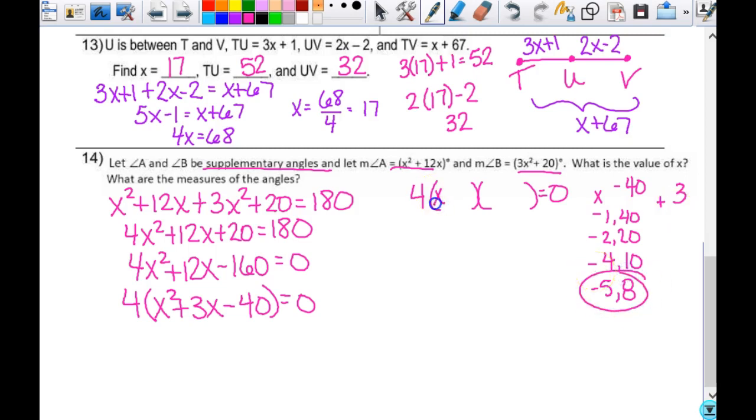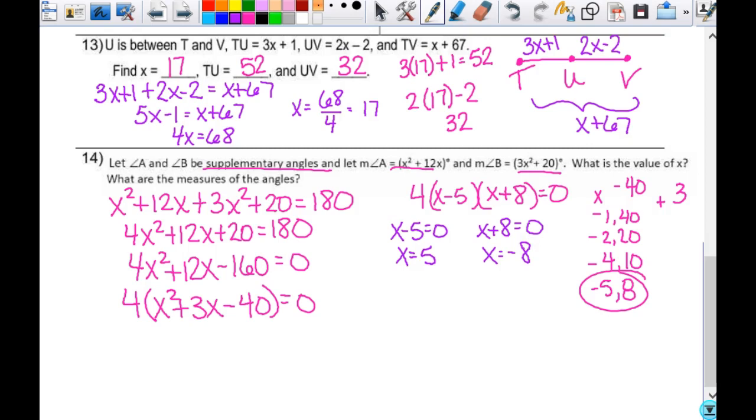So that's going to give me x minus 5 and x plus 8. That is the factored form. I still have to solve it. So to solve it, I set each one of these equal to 0. Notice I still have this and this. That's what makes it the factored form. So then I do x minus 5 equals 0 and x plus 8 equals 0. So x equals 5 and x equals a negative 8.